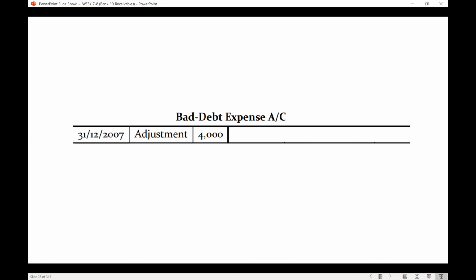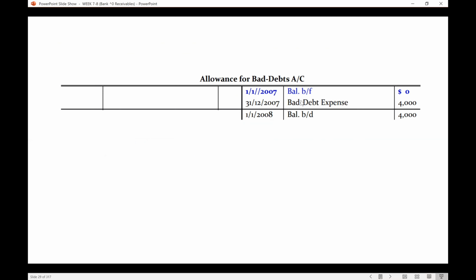And what does this look like in the expense account? Remember, we debited the expense. So on the debit side of the expense, it should say December 31st, 2007 adjustments, or you could have allowance, 4,000. And what does this look like in the allowance account? Remember, we're debiting the expense, crediting the allowance. So December 31st, 2007, on the credit side, bad debt expense, $4,000.